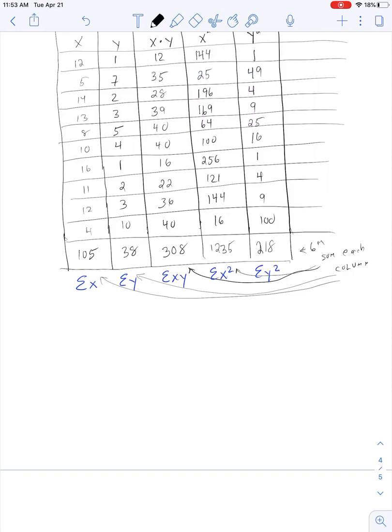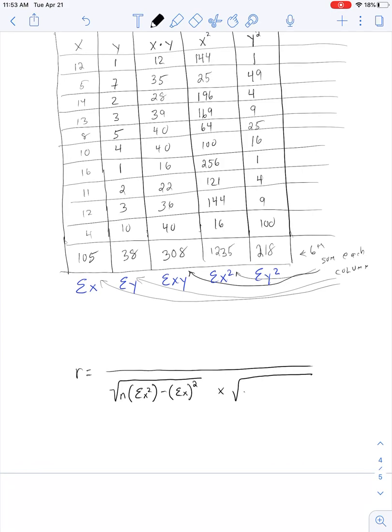Our correlation coefficient formula is definitely a long formula. I'm going to put a long fraction line to let you know that it's pretty lengthy. In the bottom, we're going to have one square root times another square root. Here we put n, open parentheses, Σx squared, close parentheses, minus open parentheses, Σx, close parentheses, to the power of 2. This next square root symbol is basically the same thing. The only difference is instead of x, we're putting y's.